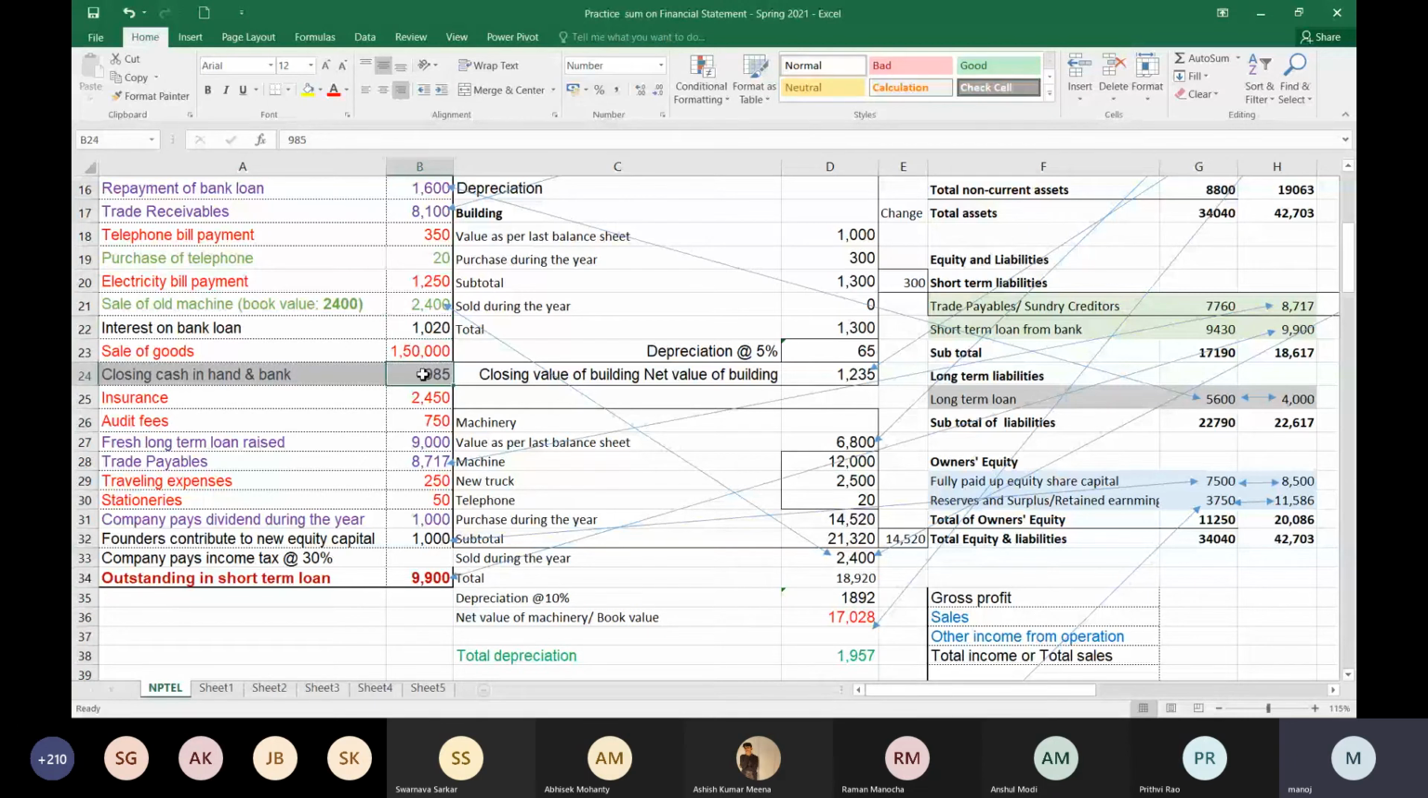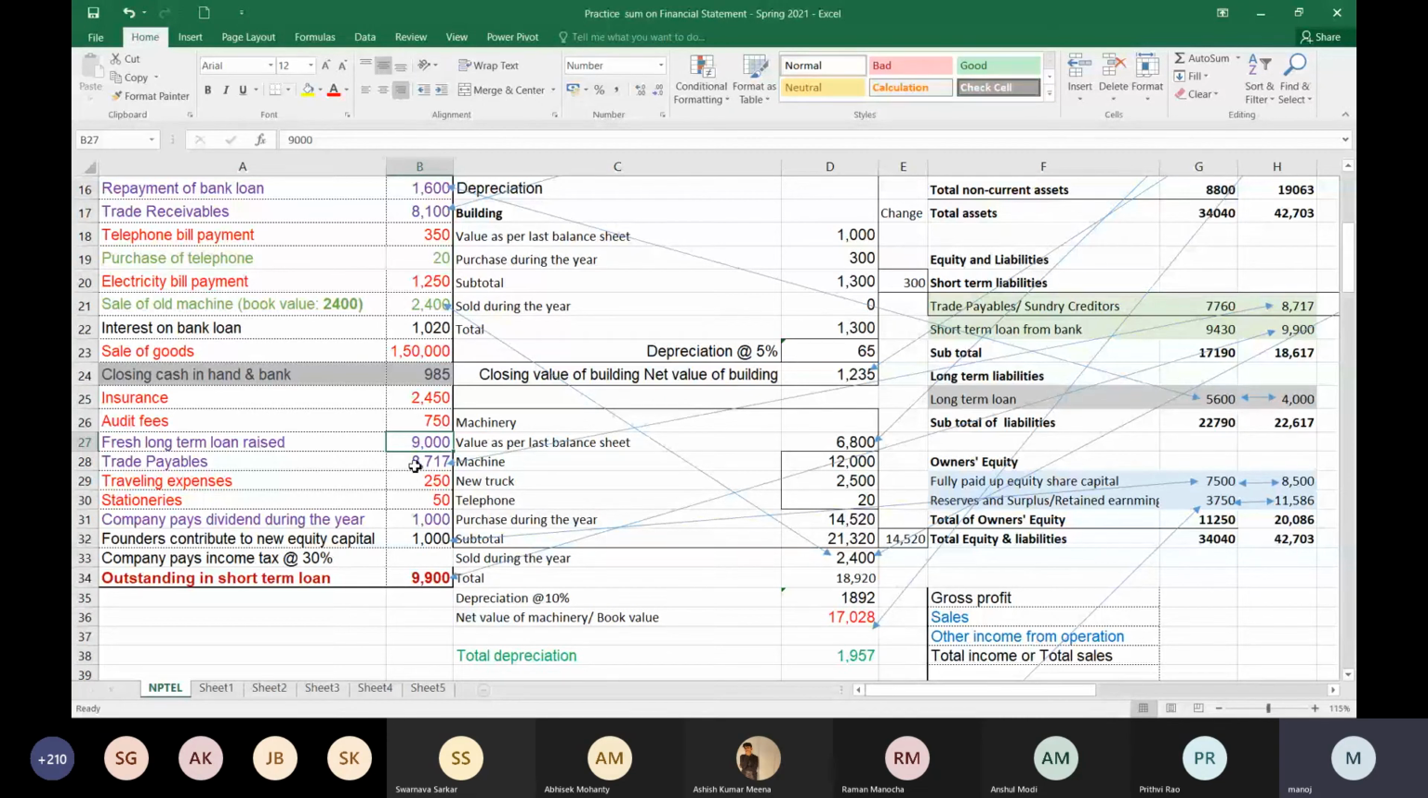Closing stock, again, or closing cash in hand, this will normally not be given. You have to estimate that using cash flow statement. I have given it for convenience. That is a balance sheet item. Insurance, operating expense. Audit fee, operating expense. Fresh long-term loan is not part of expenses nor income. Loan is not part of operating expense nor income. It comes in cash flow statement.